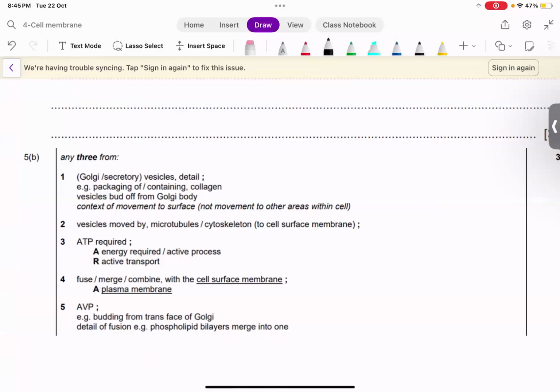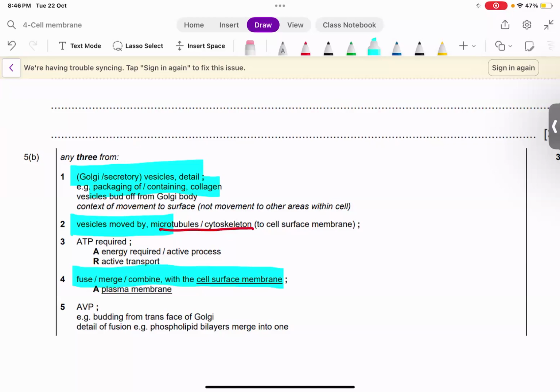So see, here we have Golgi vesicles details: formation, packaging of the collagen in the Golgi vesicles. Then vesicles move, you can mention by the microtubules, or even if you don't mention the microtubules, that's fine. They move towards the cell surface membrane and fuse with the cell surface membrane, the plasma membrane too. And then an alternative valid point: budding from the trans face of the Golgi bodies. We don't need to know the cis or trans face of the Golgi bodies.